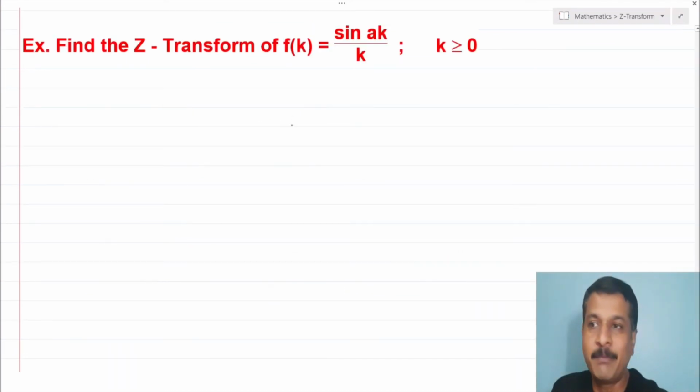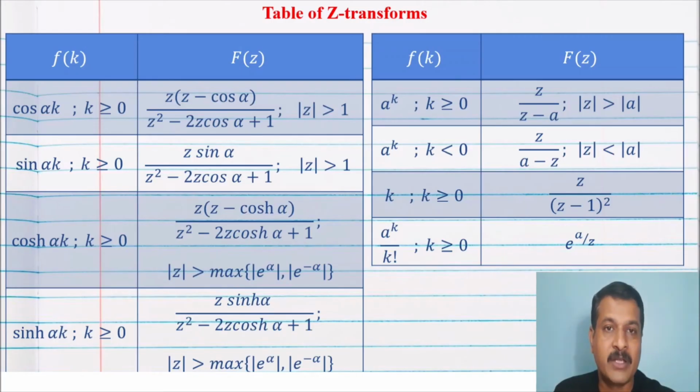So next example, find the z transform of f of k equal to sin ak by k, where k is greater than or equal to 0. So again f of k by k property. But before that we should know what is the z transform of sin of ak. So solution for that. As we know by this table, z transform of sin alpha k, where k is greater than or equal to 0, is nothing but z into sin alpha upon z square minus 2z cos alpha plus 1, where mod of z is greater than 1.